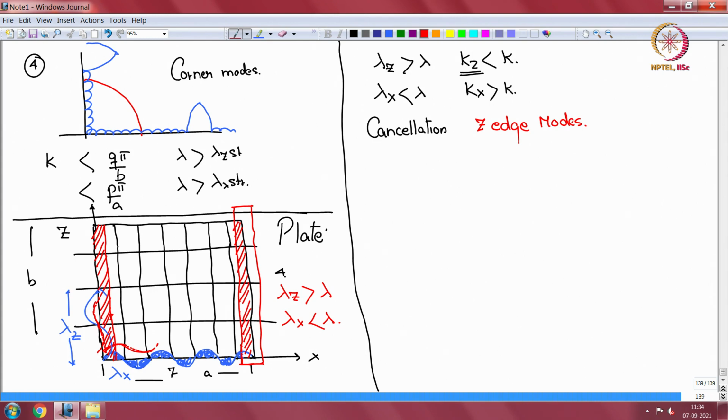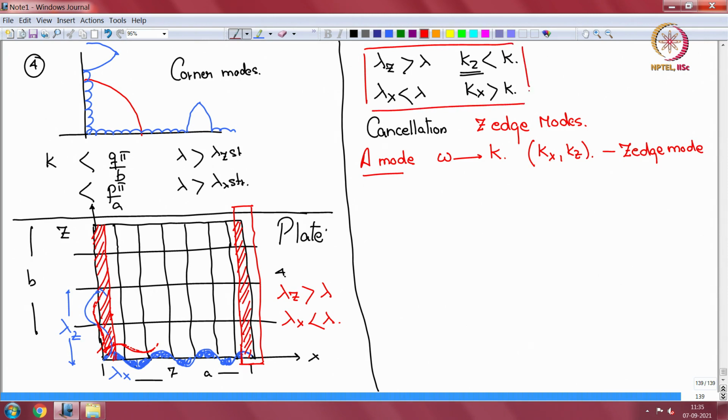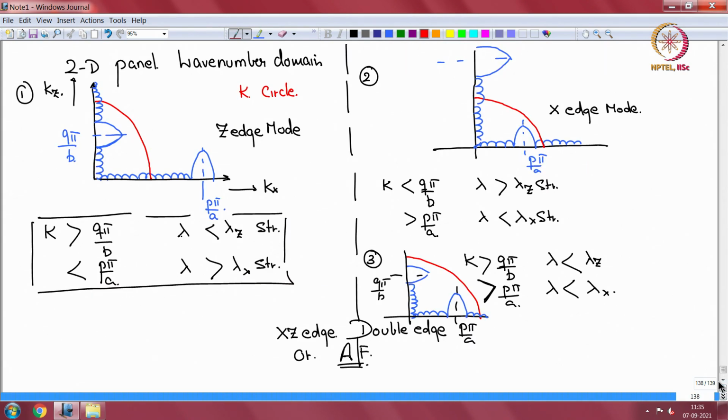Okay, so what am I saying? A mode, when vibrated at a certain frequency omega, which gives you a certain acoustic wave number k, with kx and kz fixed, ends up looking like a Z edge mode, provided these relations hold. And that's why I gave it the Z edge mode name.